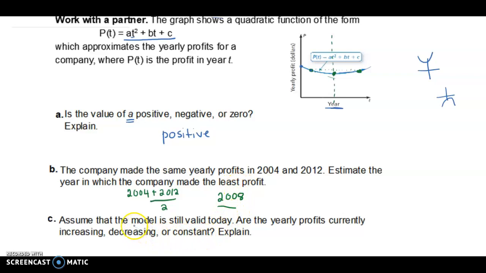Okay, now on Part C it says, assume the model is still valid today. Are the yearly profits currently increasing, decreasing, or constant? Well, guys, this is a quadratic function, and while it's super wide, it's just going to continue, assuming this model stays true. Now, will this model stay true forever? Probably not. But assuming it stays true for today, our profits would definitely be increasing. Once again, because we've already hit our minimum. Okay, we only increase after that.